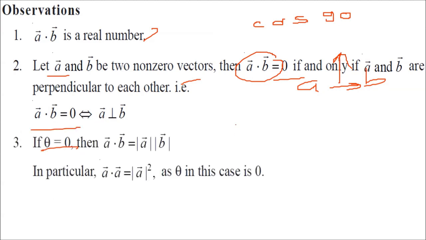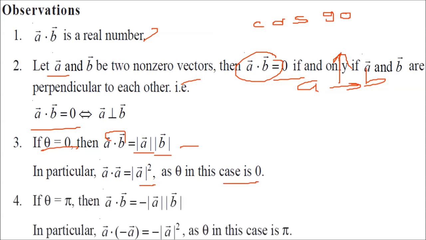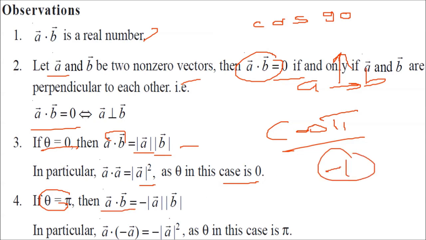Now if theta is 0, then what will cos theta give? Cos 0 is 1. So A dot B will be magnitude of A times magnitude of B, and there will be no cos theta. When we have A and A equal, A dot A will be the mod of A square. Theta in this case is again 0. If theta is pi, then cos pi will give you a value of minus 1. So A dot B will be equal to minus AB, that is A into minus A will be minus A whole square. Theta in this case is pi, 180 degrees.